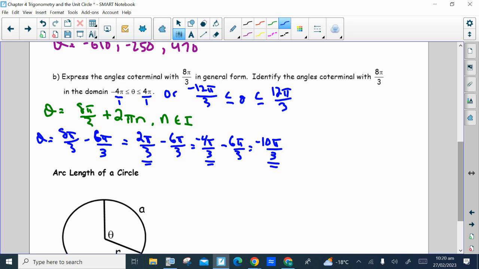And you should recognize that if you subtract another 6 pi on 3, you'd be at negative 16 pi on 3, which is too small. That is smaller than our negative 12 pi on 3 that we set as our domain up at the top. So we're not going to go any further on the negative side, but we can see if we can go further on the positive side. If we take the positive 8 pi on 3 that we started with, and now we add 6 pi on 3, that's going to take us to 14 pi on 3.